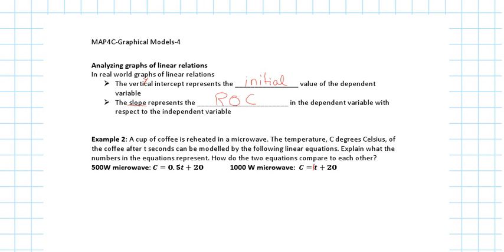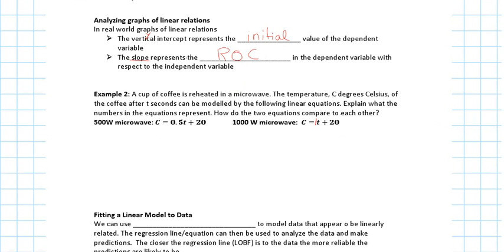What's the difference in the rate of change? Explain to me. What's the rate of change of the 500-watt microwave? 0.5. And that will be 0.5 what? Because remember, rate of change has to have units. Degrees, coffee in this microwave, right? The rate of change is 0.5 degrees Celsius per second. What does that mean?